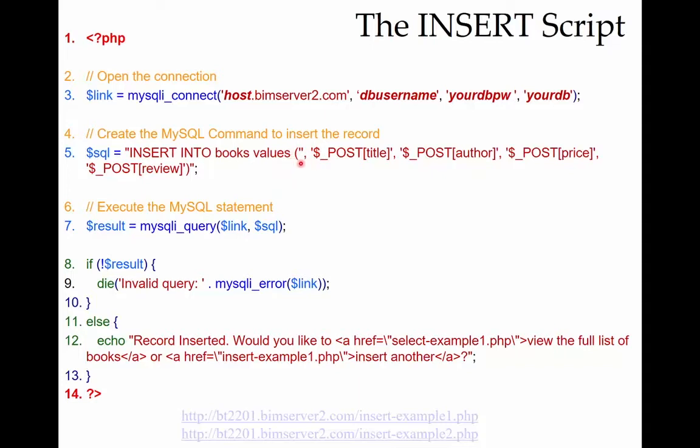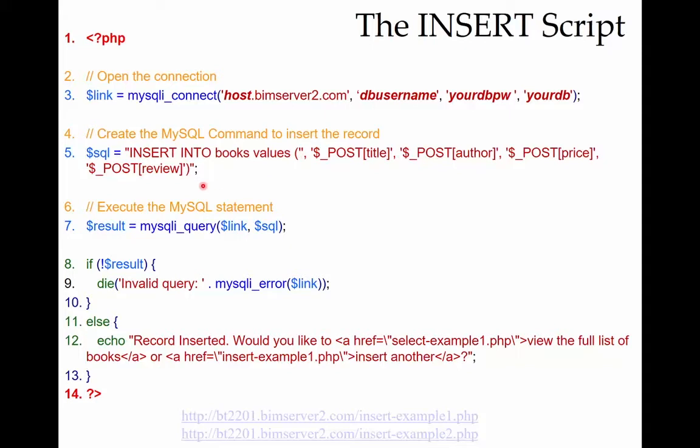Now, I can't tell the database what the ID of the book should be. The database has to manage that. But I know there is some sort of field there. So I basically acknowledge there's a field there, but I don't hand over a value. So this is what's going on here. So ID, title, author, price, review.